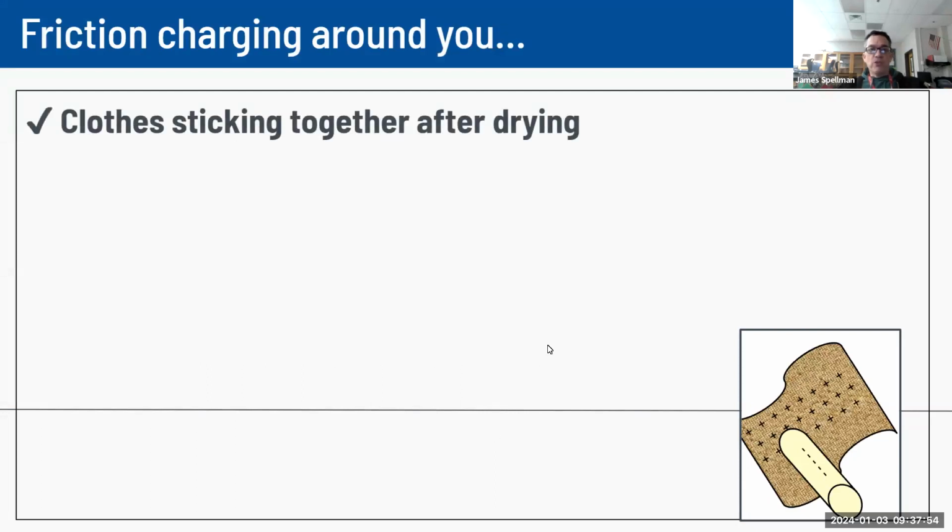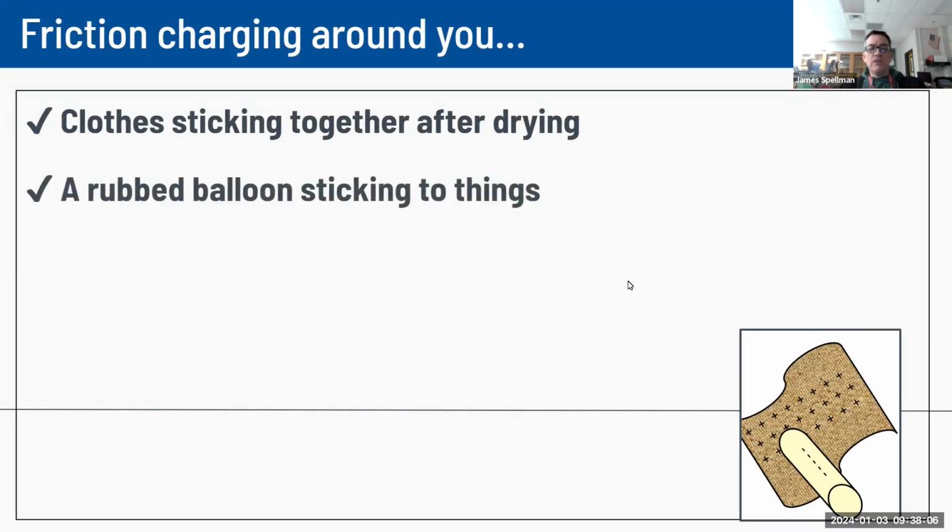You notice friction around you all the time. If you pull clothes out of the dryer and you see them sticking together, oftentimes that's because of the static electricity. Sometimes even if you pull them apart in the dark, you can actually see the electricity going between the two. If you've ever taken a balloon and rubbed it to your head, it can stick to things at that point because it now has built up electrons.